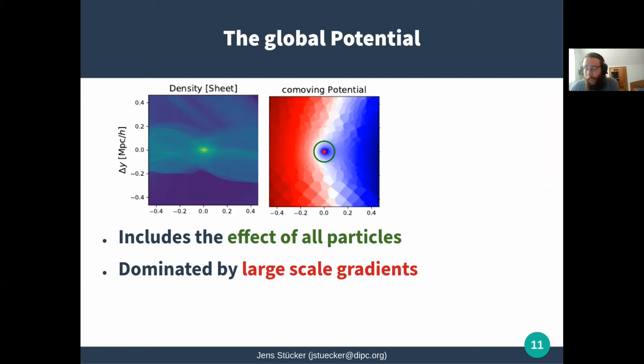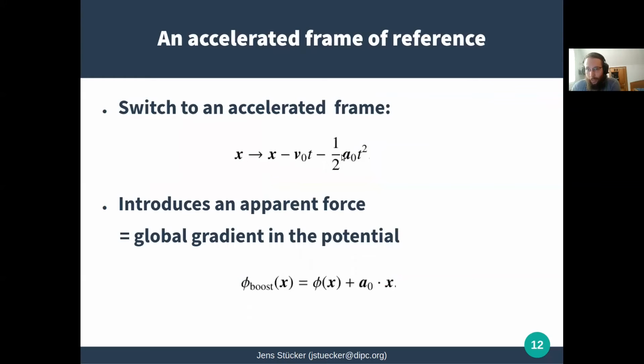Now, I thought the following about this. We have this large-scale gradient, and this large-scale gradient just means that all the particles in my halo are roughly accelerated with the same acceleration, and they are in a free-fall motion. But this large-scale gradient also doesn't really change the internal dynamics of the particles. So maybe it would be more appropriate to switch to an accelerated frame of reference for describing these particles.